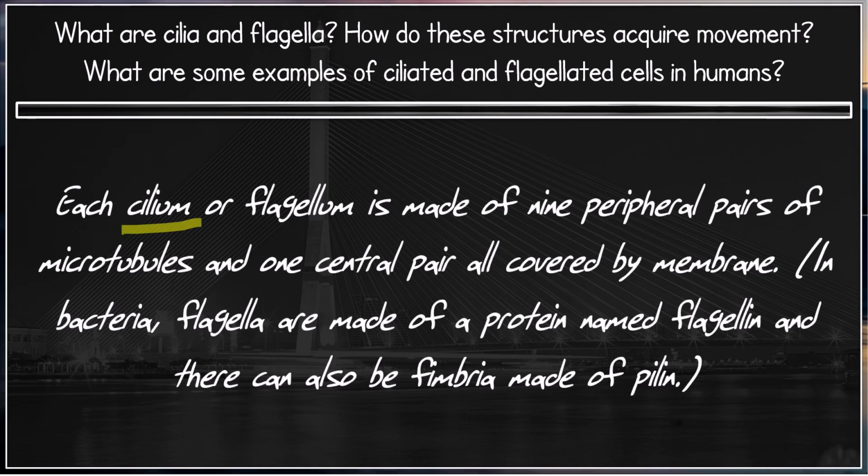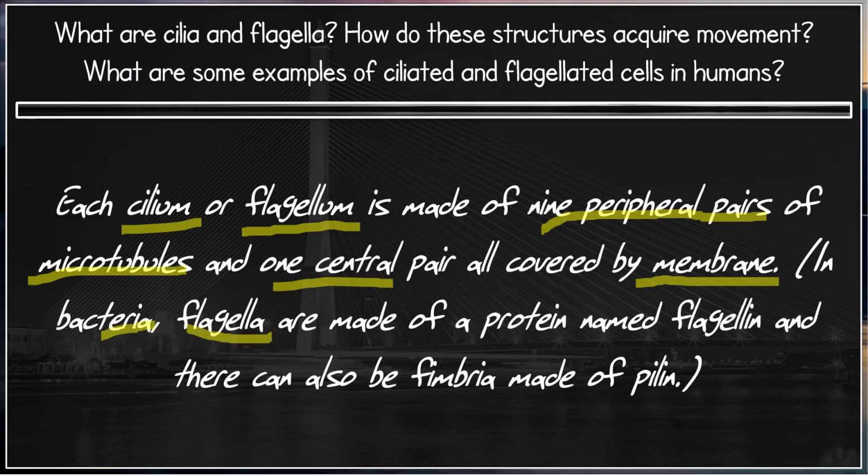Each cilium or flagellum is made up of 9 peripheral pairs of microtubules and 1 central pair, all covered by membrane. In bacteria, flagella are made of a protein named flagellin, and there can also be fimbria made of pilin.